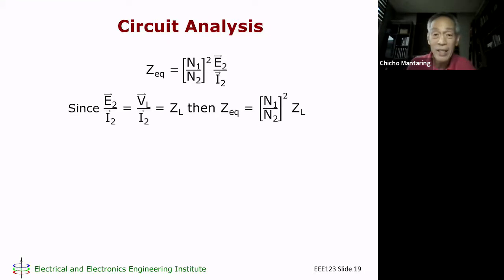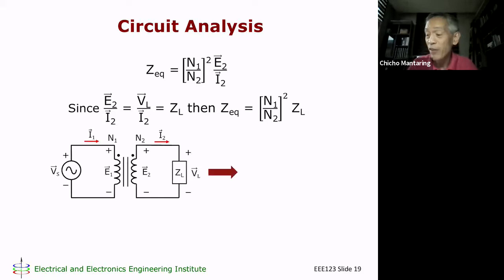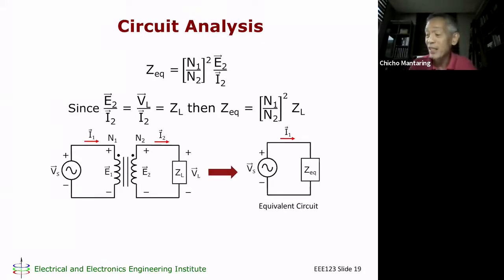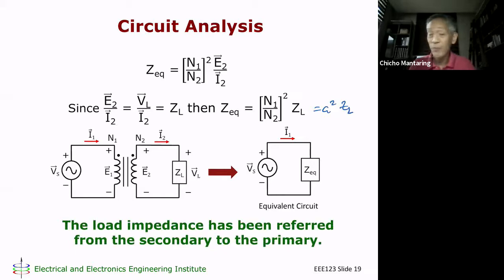Then Z equivalent is N1 over N2 quantity squared times Z of L. No? So what is this? From the point of view of V of S, this is what it sees. Ito yung nakikita ng V of S. Z equivalent, no? Where Z equivalent is just N1 over N2 squared Z of L. Or sometimes we say A squared Z of L. No? You remember yung use natin ng A? A is N1 over N2. And we say the load impedance has been referred from the secondary to the primary.